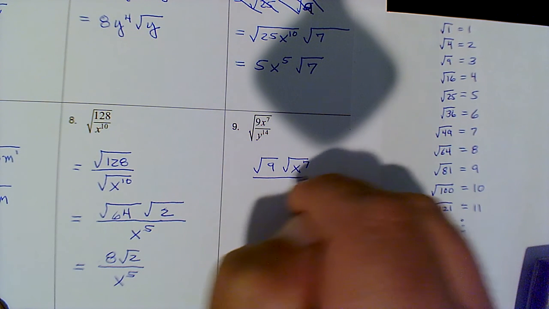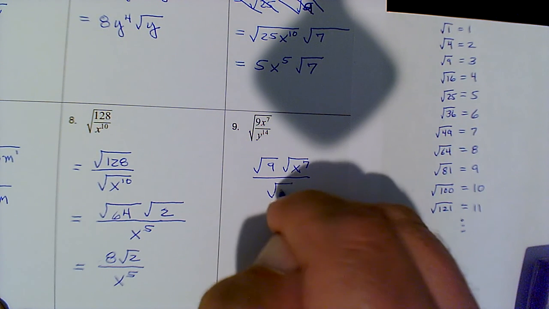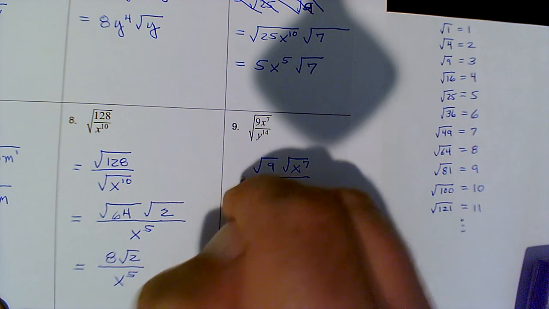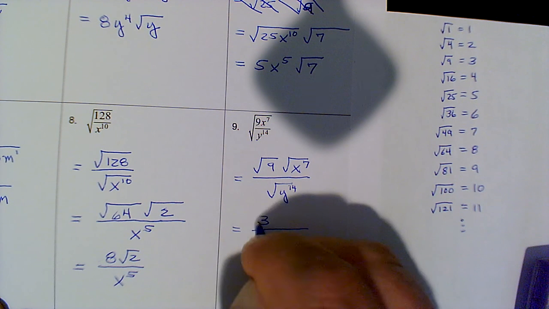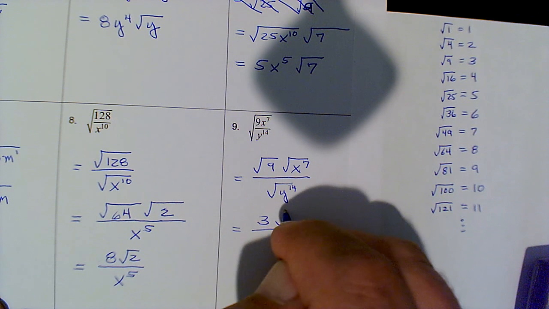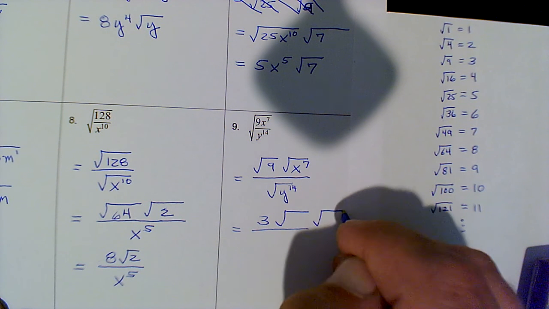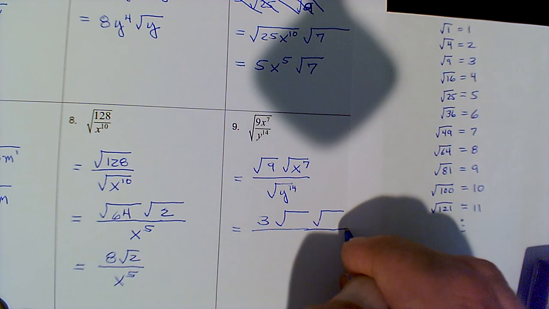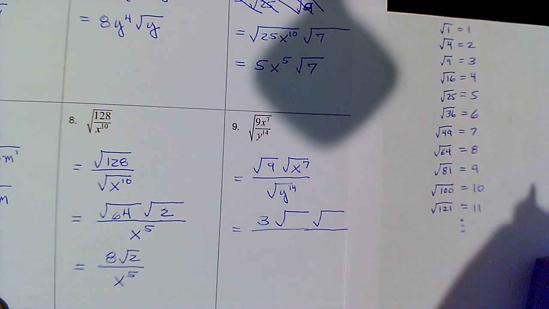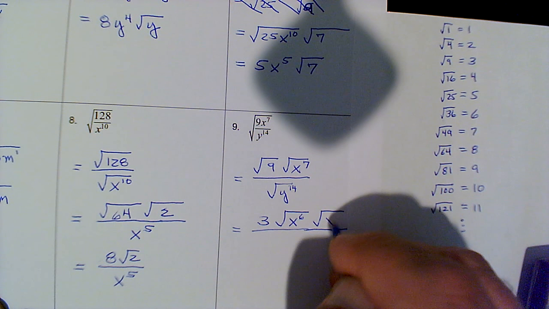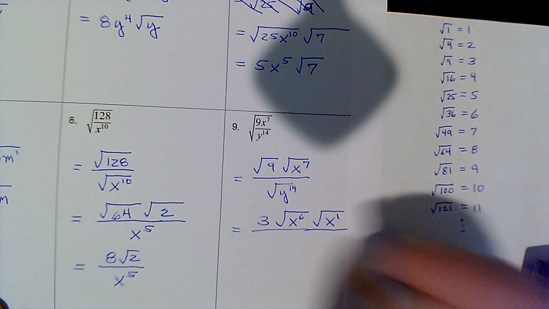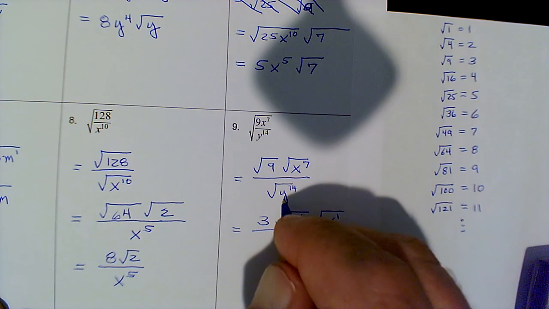And for the square root of y to the 14th, it's an even power, so might as well take care of that. Divide the exponent by 2. Drop the radical, we get y to the 7th. And so finally, 3. Square root of x to the 6th, divide the exponent by 2, drop the radical, x cubed, square root of x to the 1st, or just simply square root of x left over, and then recopy our y to the 7th.